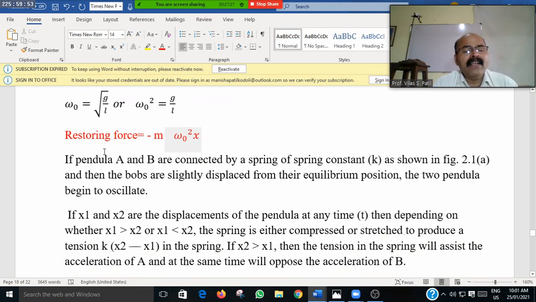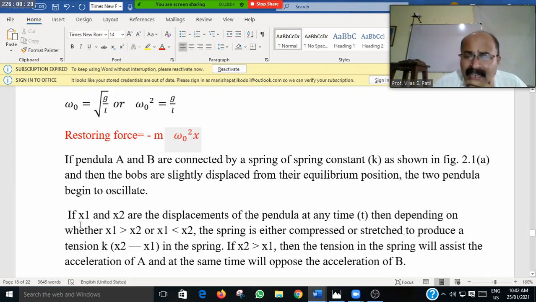आता काय आहे बघा, if the pendula A and B are connected by the spring of a spring constant k, shown in above equation, then the blobs are slightly displaced from equilibrium position and two pendula start oscillating. If we displace the one, energy will be transferred from A to B and both start moving, both start oscillating.